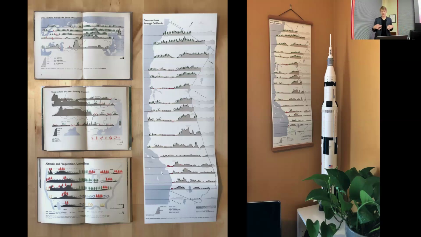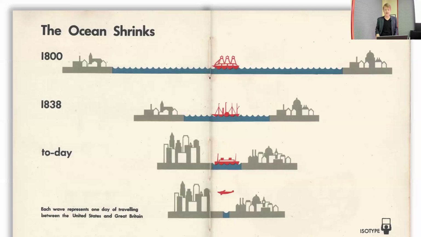For a little bit we can look at some of my favorite masterpieces from the history of information design. And what better than to start with another piece from the Isotype Institute. So here's The Ocean Shrinks. I want everybody to just take 20, 30 seconds to read this with your own eyes.